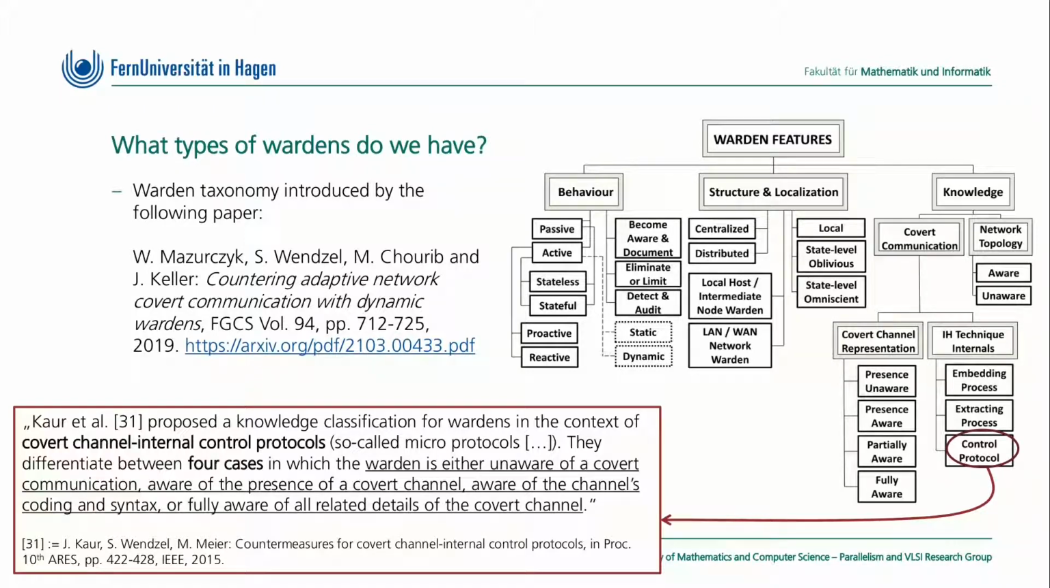And finally, by the way, these 4 categories are derived also from the paper by Wendzel et al. that is shown here on the side. But in that paper, the categorization was actually made for covert channel internal control protocols and not for wardens. So it was basically derived from this categorization. So finally, information hiding internals. One can be aware of details of the embedding process and the extracting process and of the control protocol.